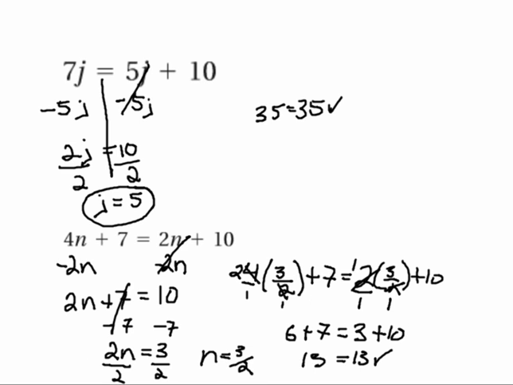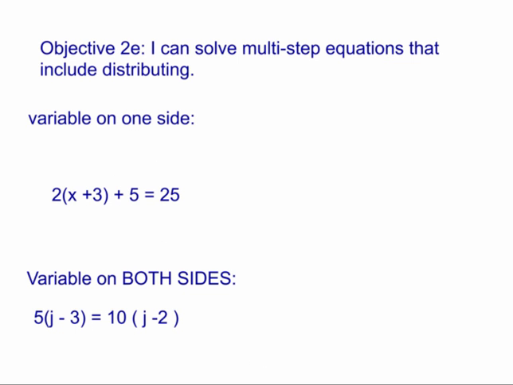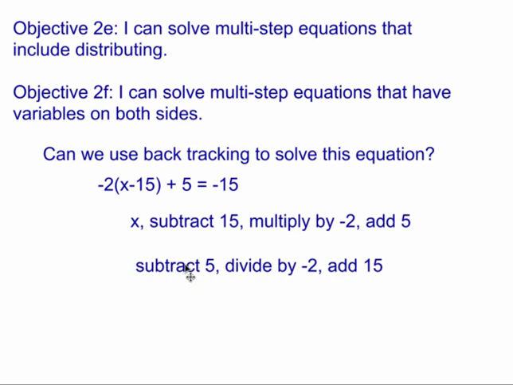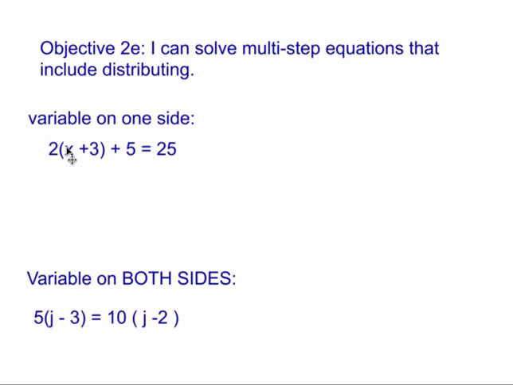Okay, so now let's focus on objective 1E. I can solve multi-step equations that include distributing. So you'll notice that this just has a variable on one side. So it's just like the first problem I showed you here. It's a variable on one side, and we were able to use backtracking on this. We just undid everything. So when the variable's on the one side, you don't have to distribute. You can just go right from here and backtrack. It's a few more steps than our 2-step equations, but we can do it.